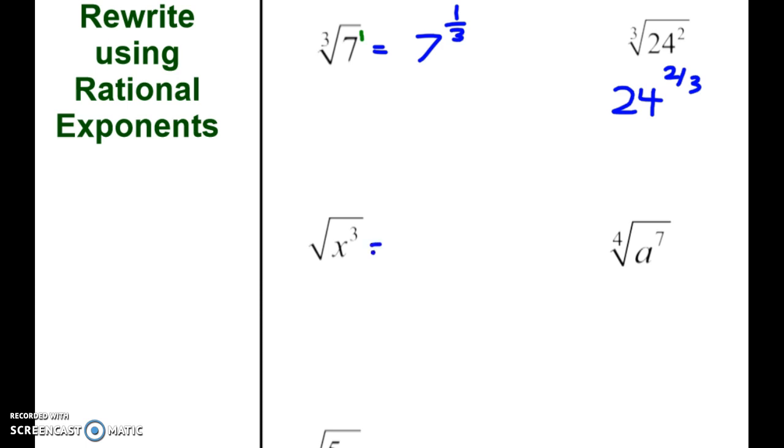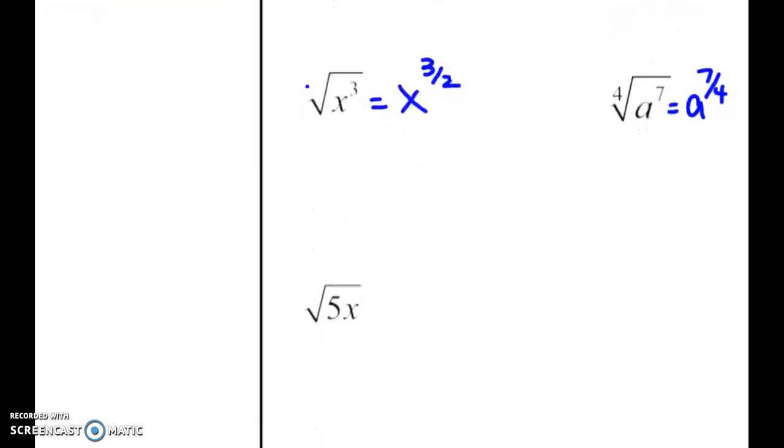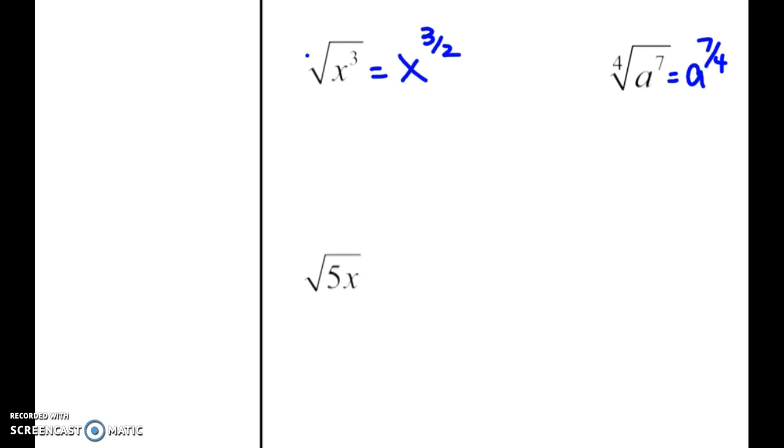This one here, this is x to the 3rd. This is a square root here, so this is x to the 3/2. This will give me a to the 7/4. And again, all you're doing is converting back and forth today. You're not worrying about what to do with it once it's converted.